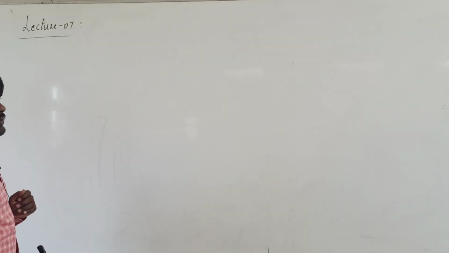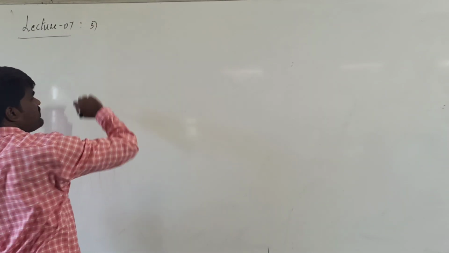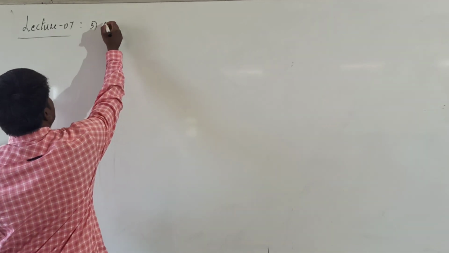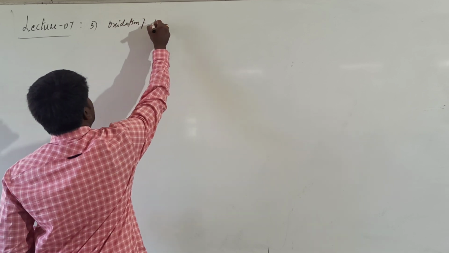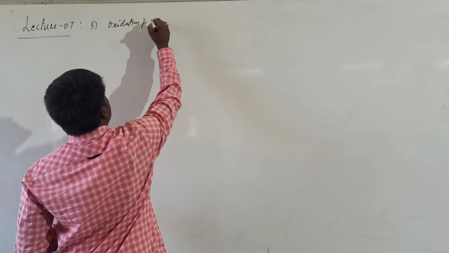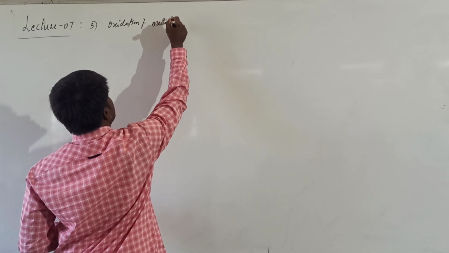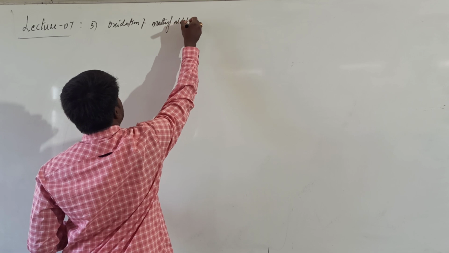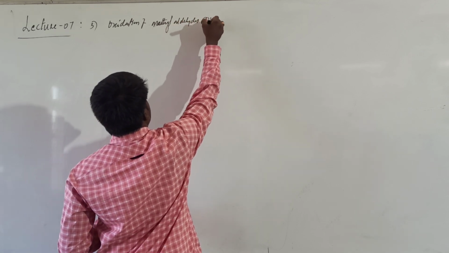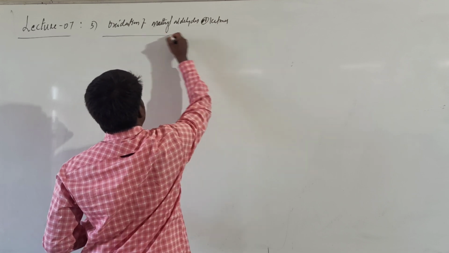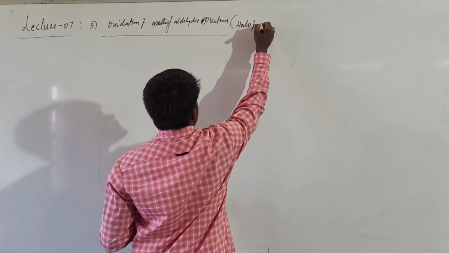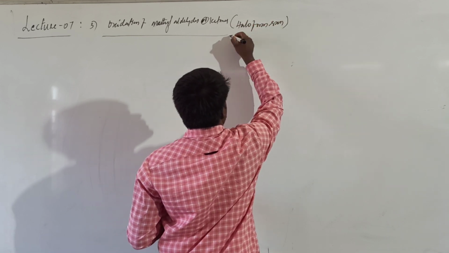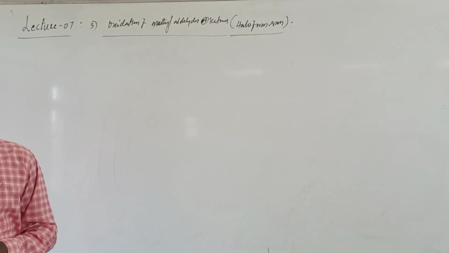Now there is another important oxidation reaction that is called the haloform reaction. The important type of reaction is the oxidation of methyl ketones, methyl aldehydes or ketones. What is this called? It is called the haloform reaction. Let us see what is meant by the haloform reaction.